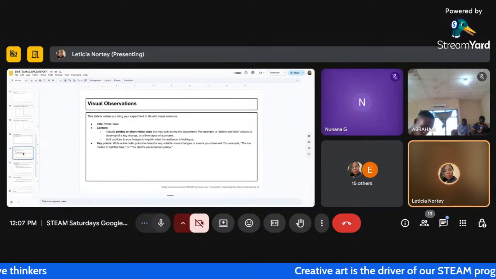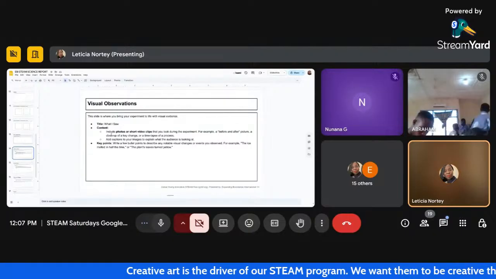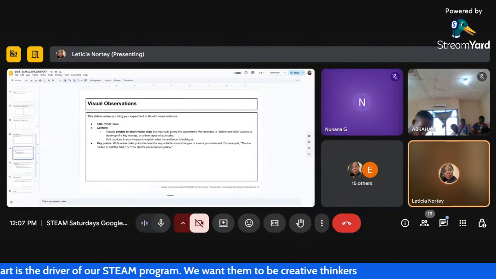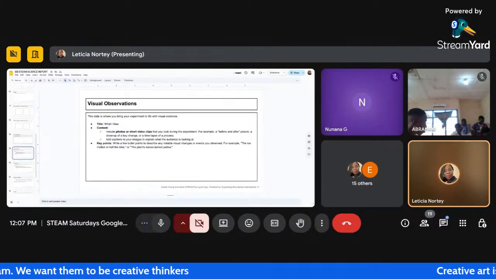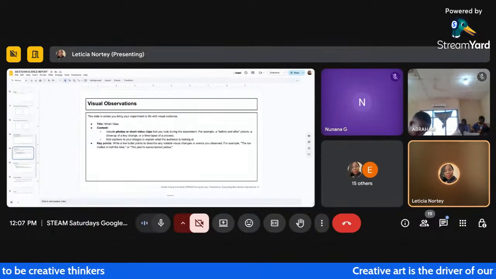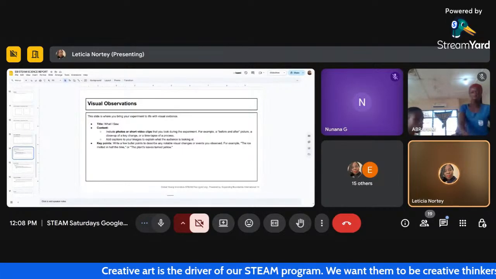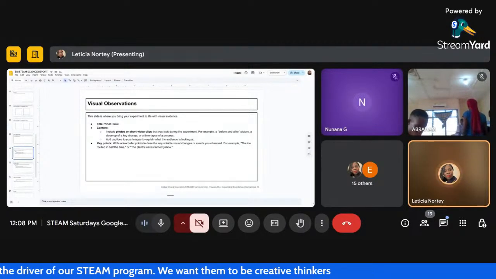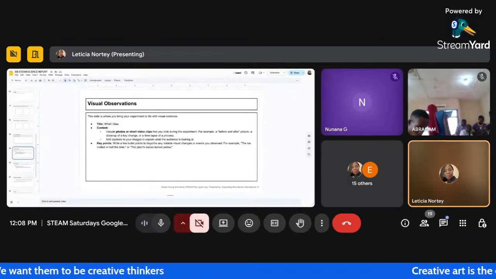Okay. Then you come here, visual observation. What I saw: include photos or short video clips that you took during the experiment. For example, before and after pictures, okay? A close up of the key change or a time lapse of the process. Add captions to your images to explain exactly what was going on to the audience. Key points: write a few bullet points. So this is where you add your observations, okay?